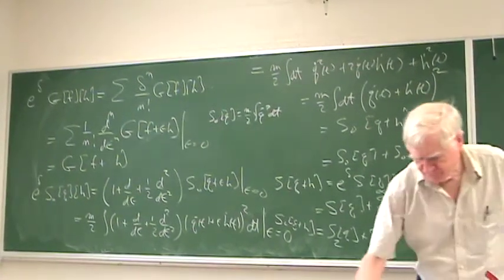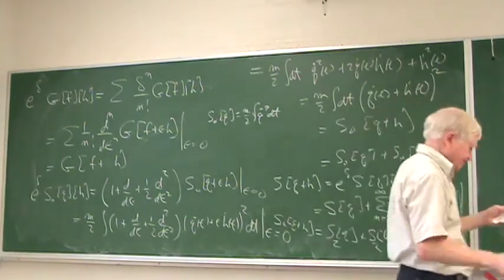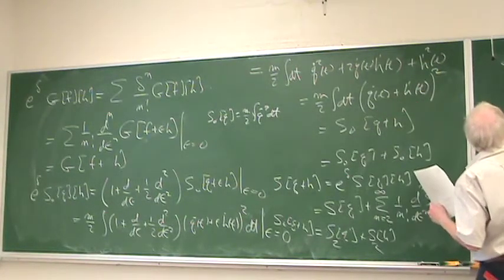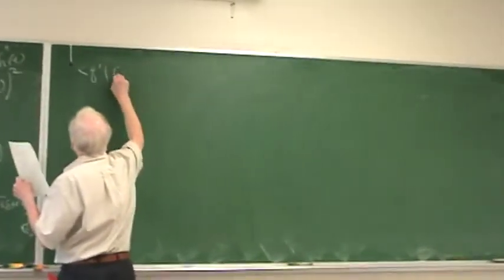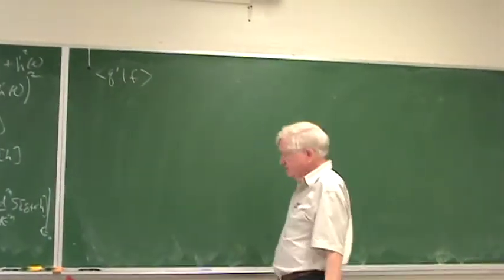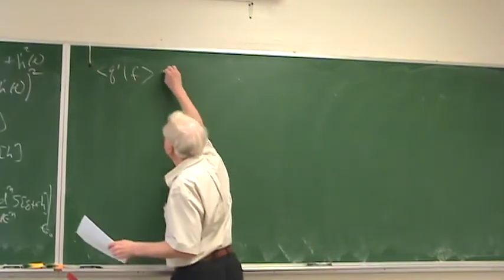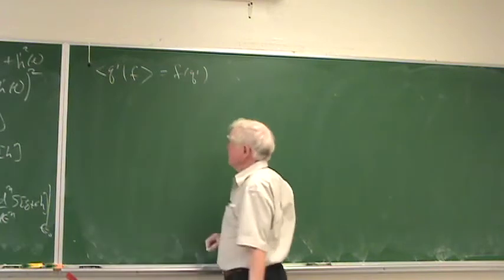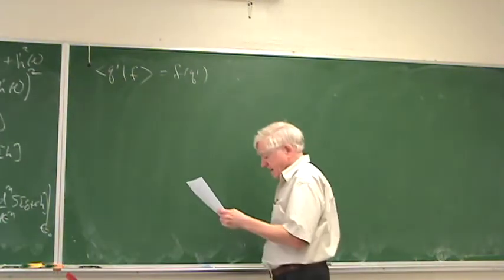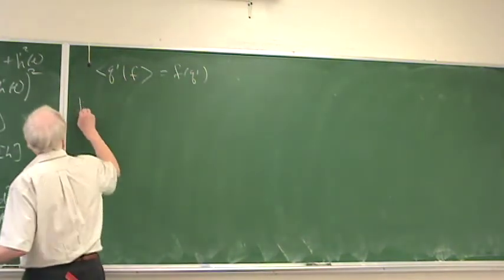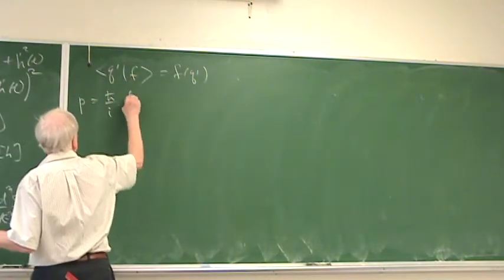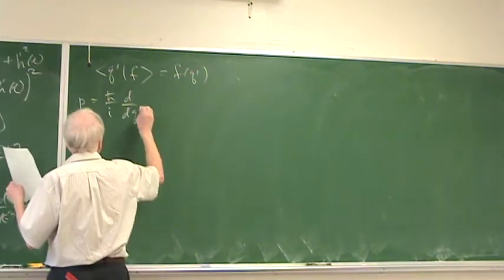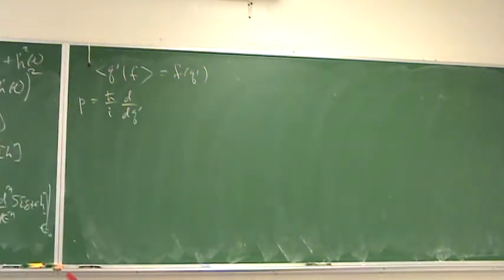Okay, now let's go back to quantum mechanics for a moment. In quantum mechanics, we have inner products like this, Q prime F. We can think of that as F of Q prime, the wave function of some state F. And we represent the momentum operator as H bar over I d by dq prime. When I say q prime, it's to distinguish a particular variable q prime from the operator q.